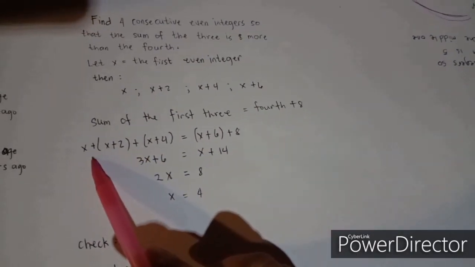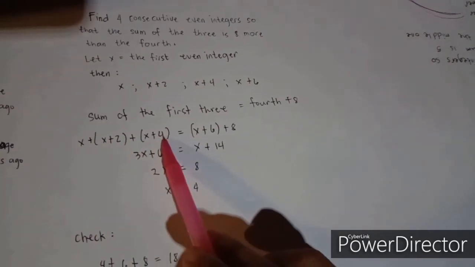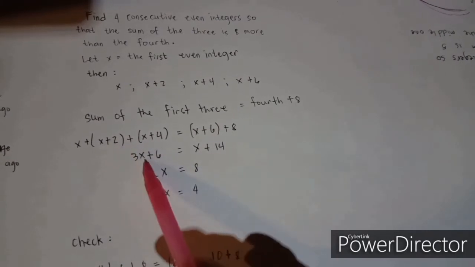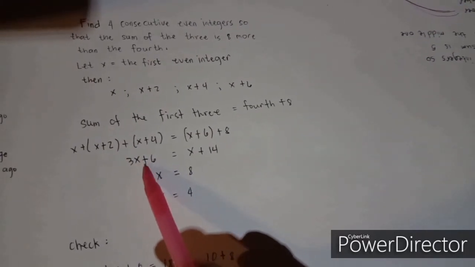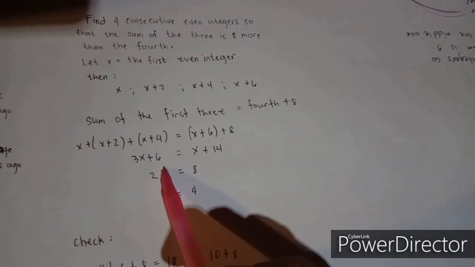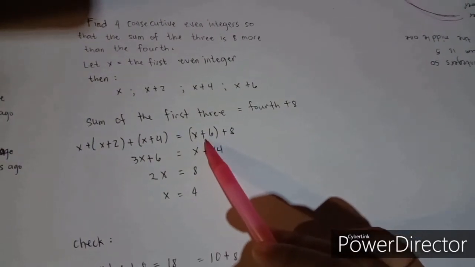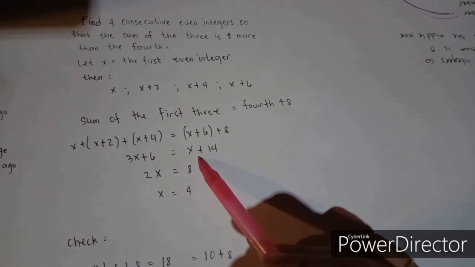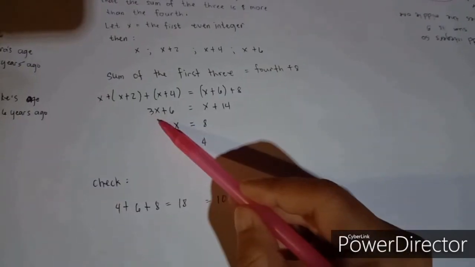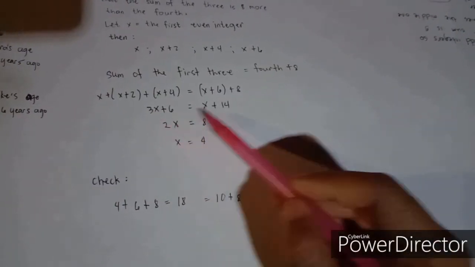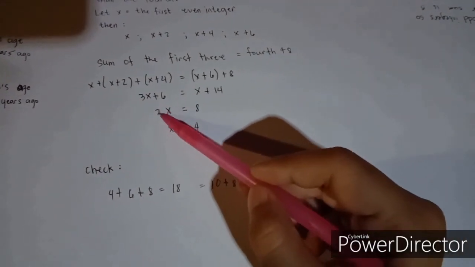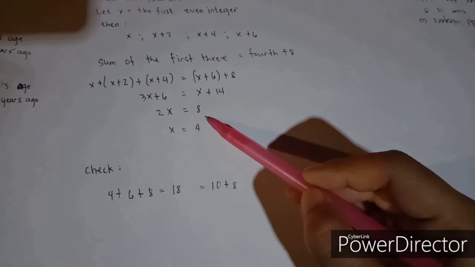So this one will be the first, the second, and the third integer. So this will be added and their sum is 3x plus 6. This one, x plus 6 plus 8, is equal to x plus 14. We subtract x from both sides, then this will be 2x, and this one will be 8.